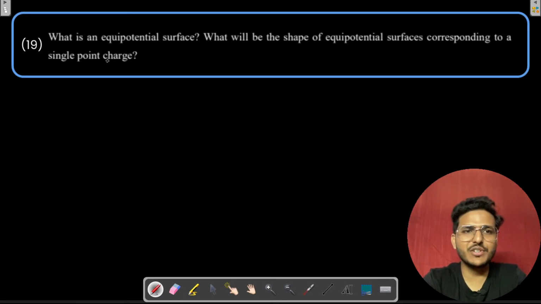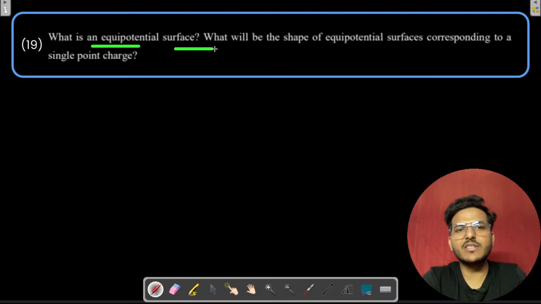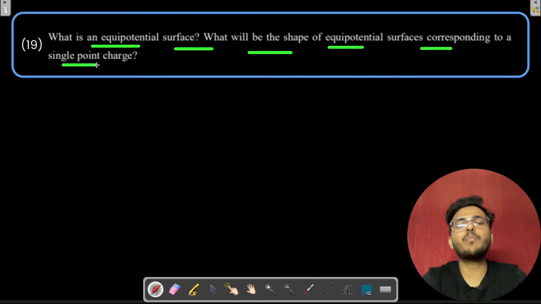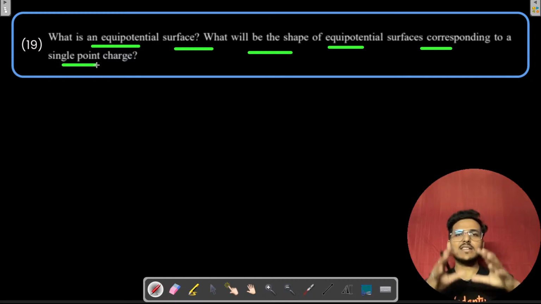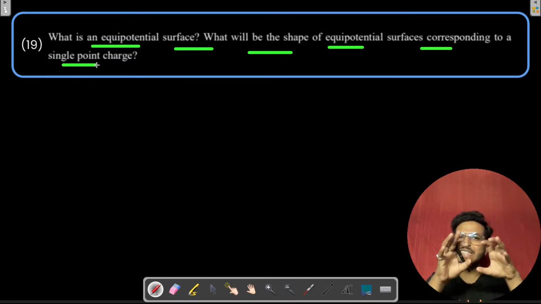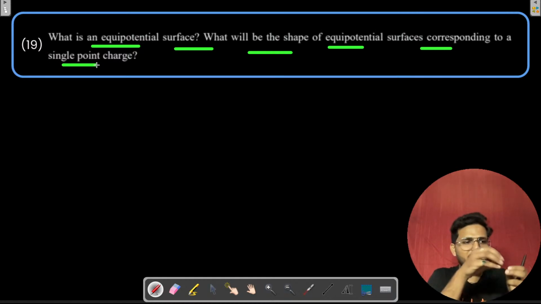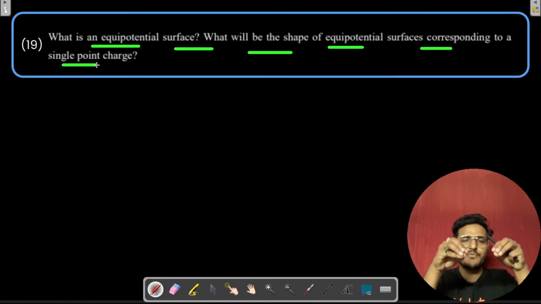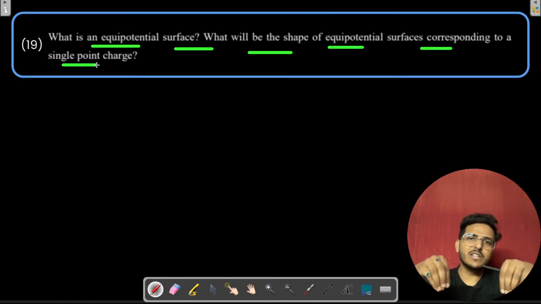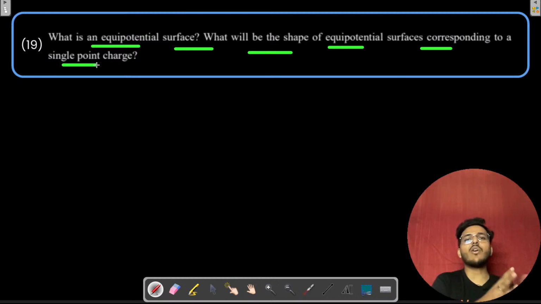Moving to the next question. What is an equipotential surface? What will be the shape of the equipotential surface corresponding to a single point charge? An equipotential surface is a surface where the value of potential is equal at every point. The second major thing is that work done on an equipotential surface will be 0. Why? What is potential difference? It is the work done in bringing a charge from one point to another. If 2 points have equal potential, then the difference between the 2 points is 0. So the work done on an equipotential surface is always 0.